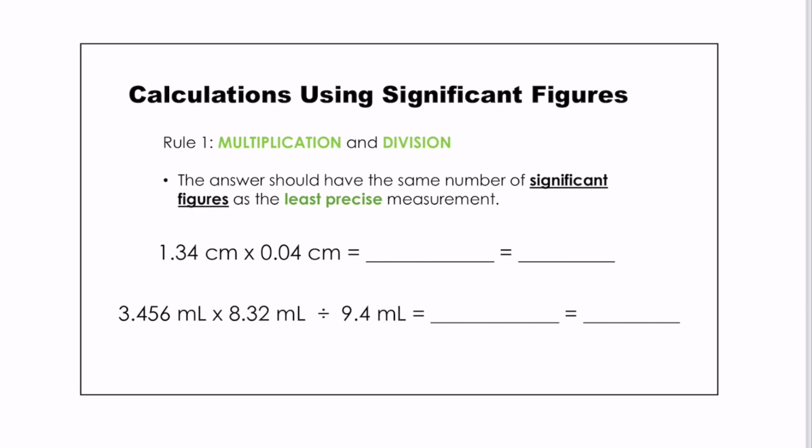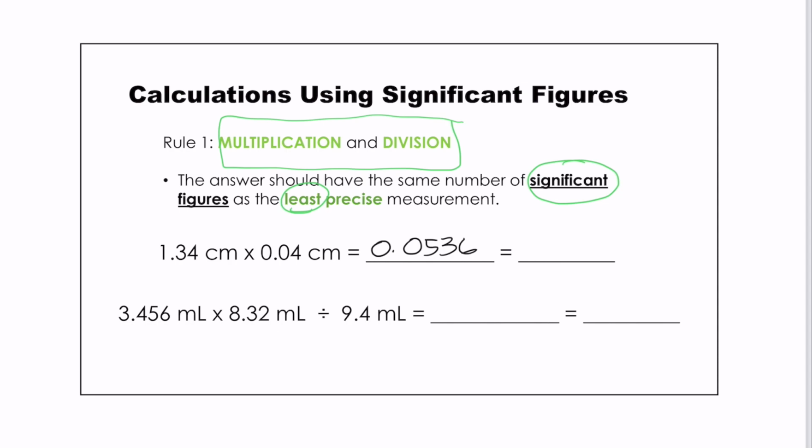The first type of function is multiplication and division, and these are considered one and the same kind. So if you're multiplying and dividing numbers, just keep multiplying and dividing and don't round until the end. And the way we round multiplication and division numbers is we just round to the least number of sig figs. So I'm going to multiply 1.34 times 0.04. That gives me 0.0536 in the calculator.